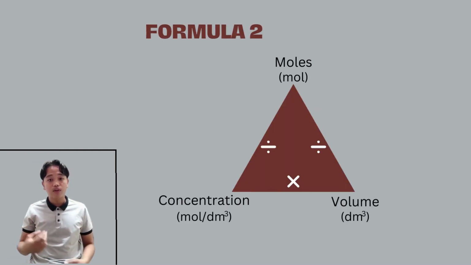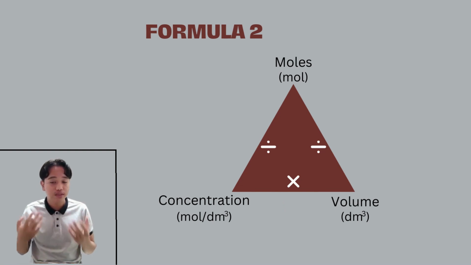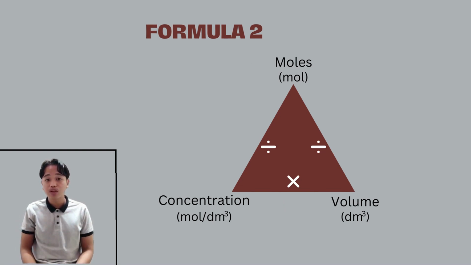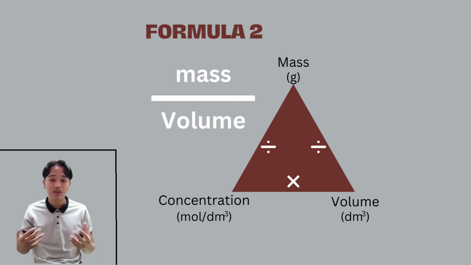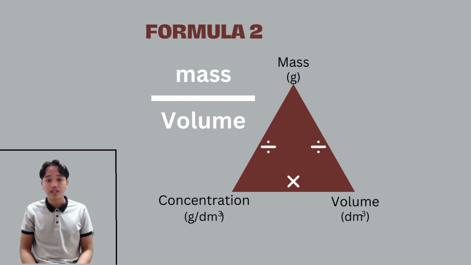The second way of calculating the concentration is very similar, except sometimes we use a mass of substance divided by volume rather than moles of substance. The formula is the mass divided by volume and has a unit of grams per decimeter cubed rather than moles per decimeter cubed. The formula triangle looks like this.